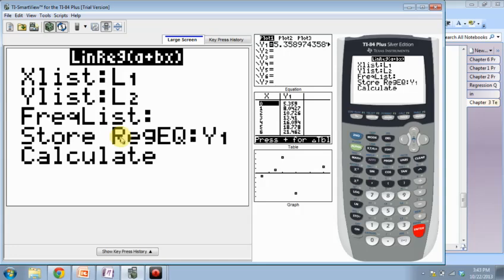Sorry, can you repeat that? This is for the TI-83. What about the TI-84? The 84 with the new operating system is just like this.